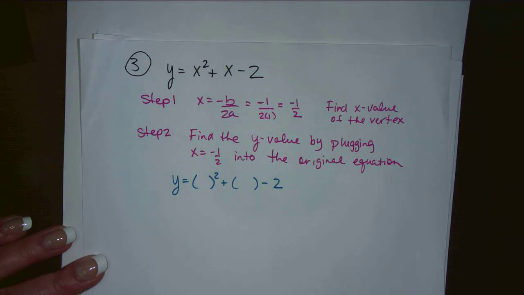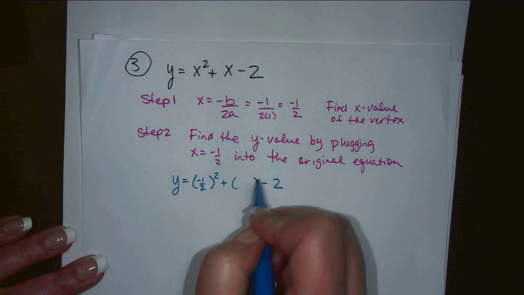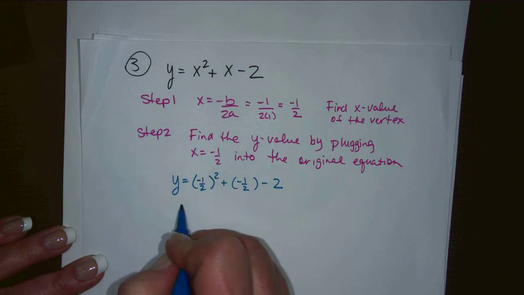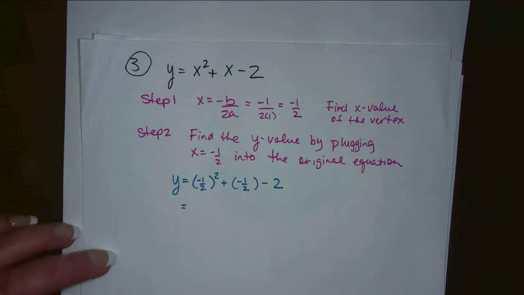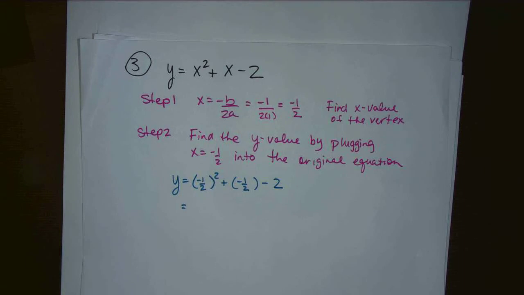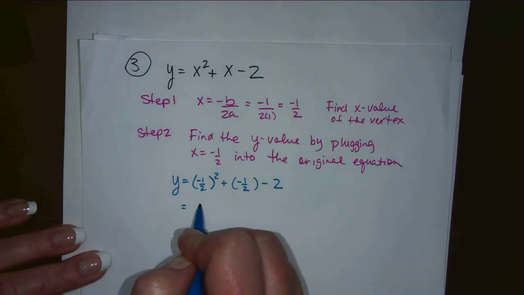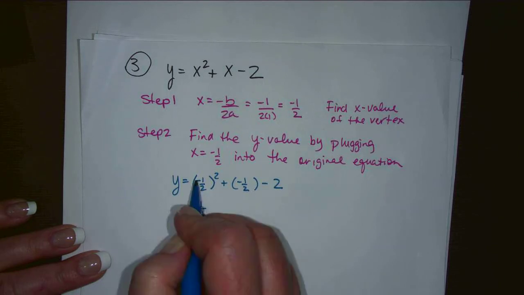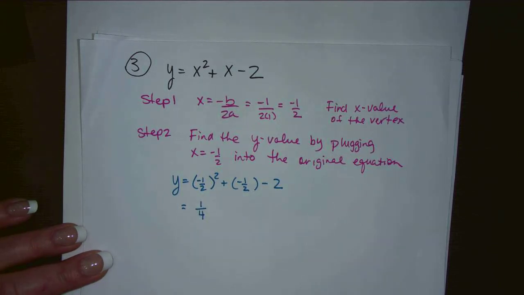So what did I do? I took the original equation, took all the x's out, put brackets in their place. Then what? Put the negative 1/2 in. Very carefully, we're going to have negative 1/2 squared. So the negative is going to be negative times the negative, positive. And to square a fraction, you square the top and you square the bottom. So 1 squared over 2 squared. So what would this be? 1 squared is 1 over 2 squared, 4. And it's positive because 2 negatives make a positive.